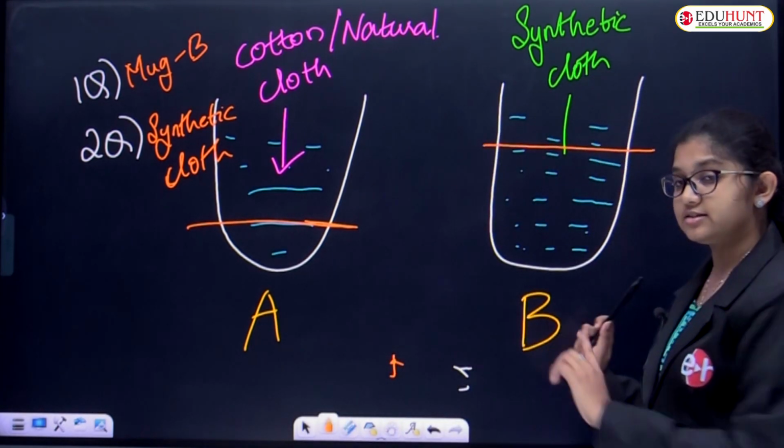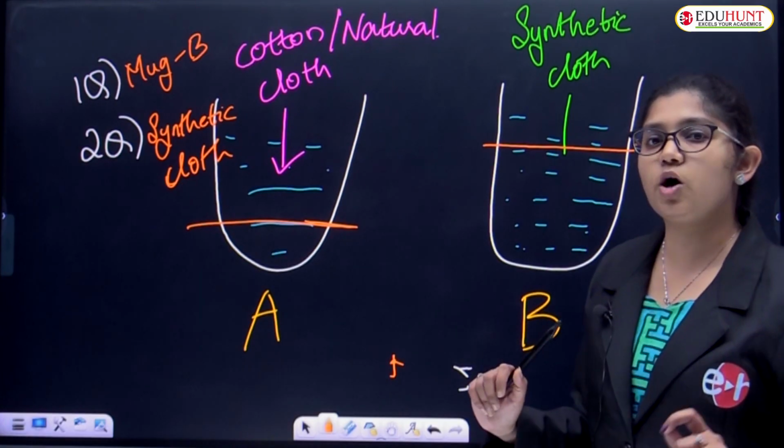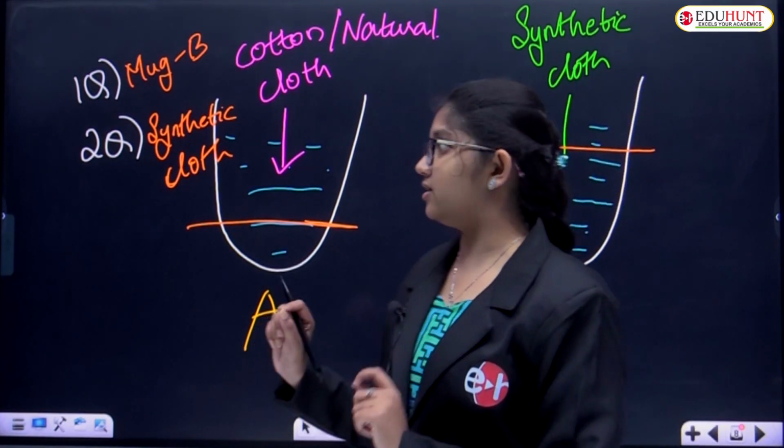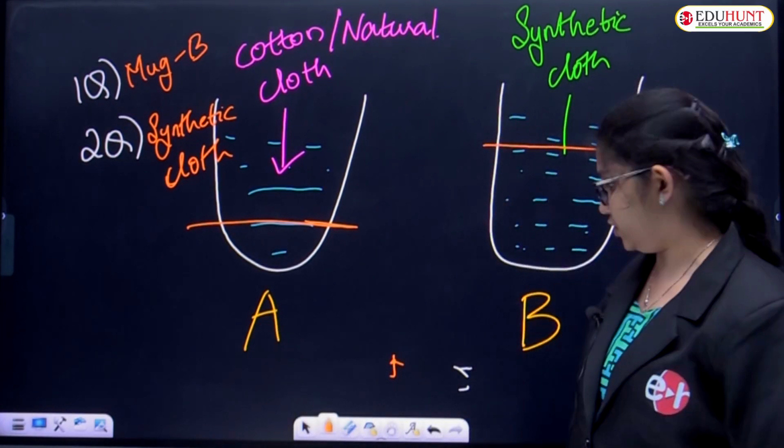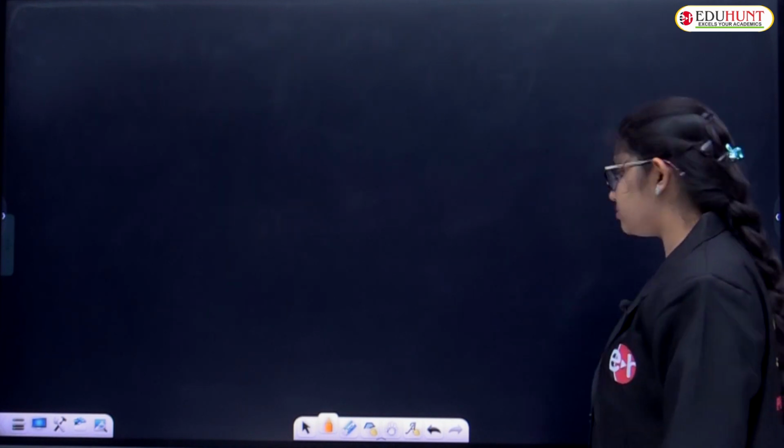There is one more reason why synthetic cloth absorbs less water and why it dries more quickly. There is a special reason for that. You know what that is? Okay, let me tell you.